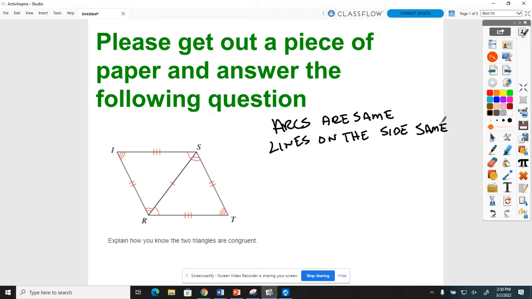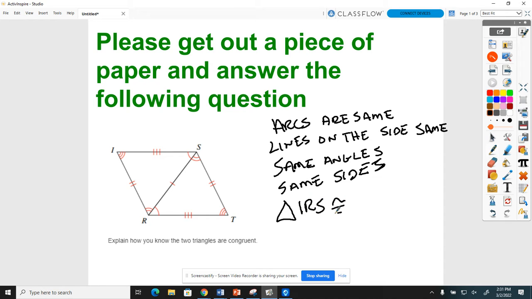Okay. So can I rewrite this? Do you mind if I write this? Same angles, same sides. Does anybody dispute or disagree with that? We're good? I agree. So is this statement correct? Yes.